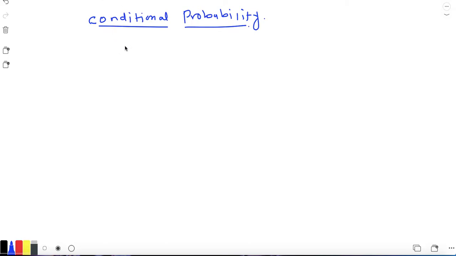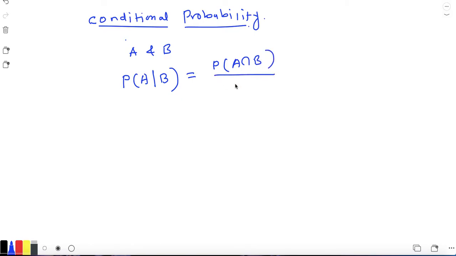Let's say we are given two events, event A and event B. The conditional probability says: what is the probability of event A occurring given that event B has already occurred? The definition of conditional probability is that the probability of event A occurring given that event B has already occurred is equal to the probability of A intersection B divided by the probability of B. That's the definition of conditional probability.